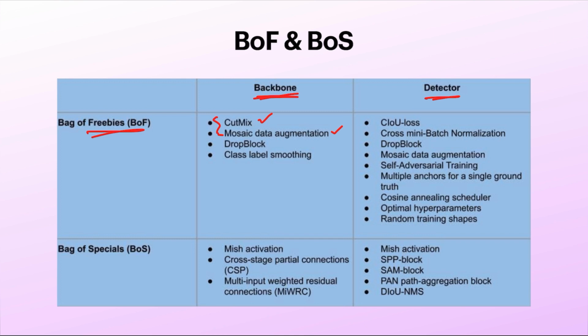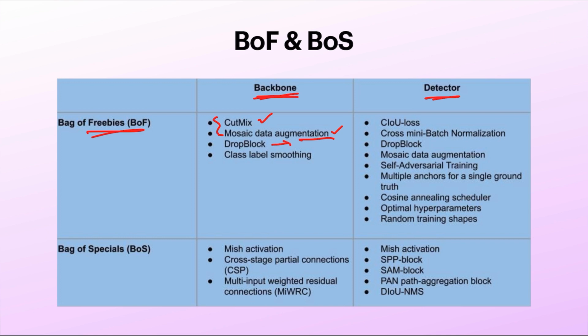Whereas mosaic is actually combining 4 or 8 grid images in a grid fashion into a single image, so that you create images at different scales. These kinds of augmentations are used at training time, which is one of the reasons the training time has increased. At the same time, drop block.